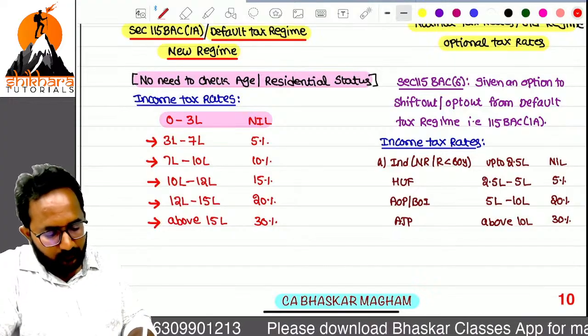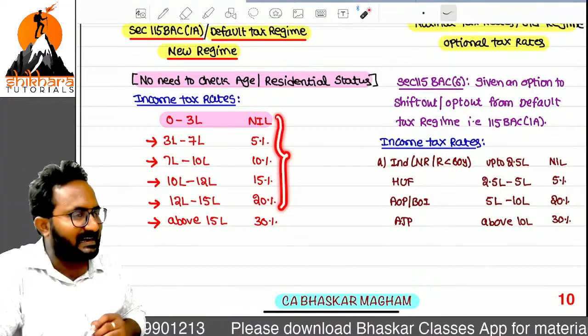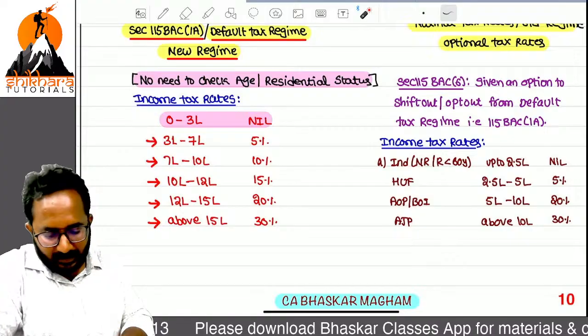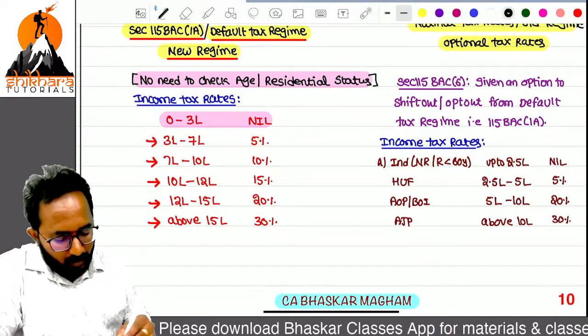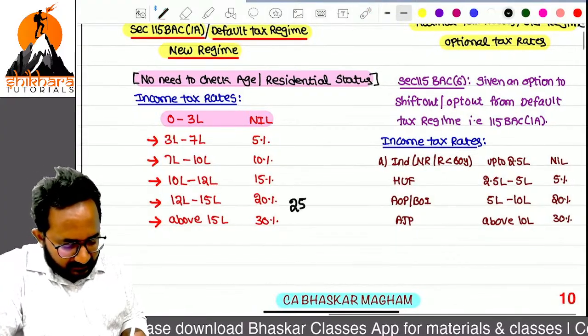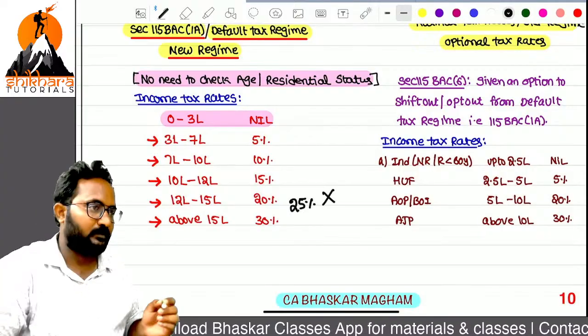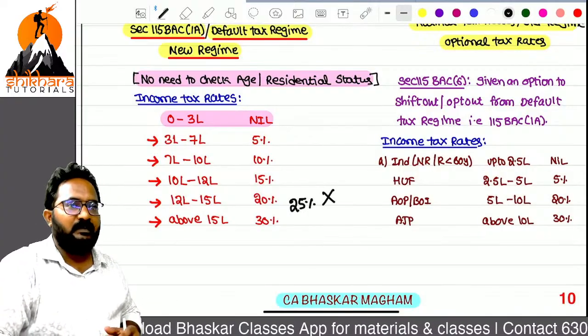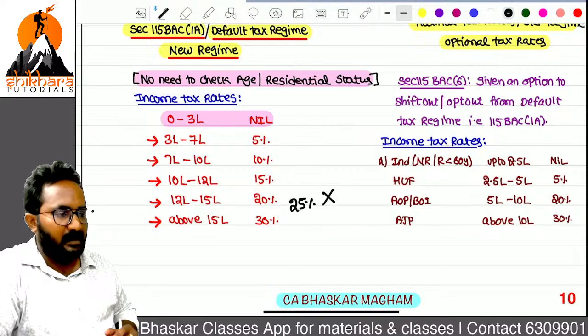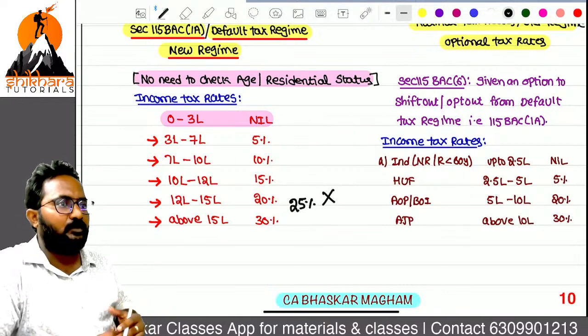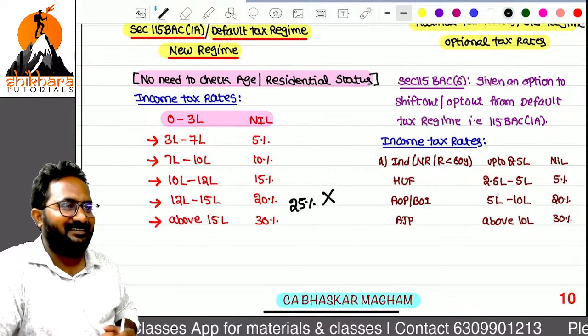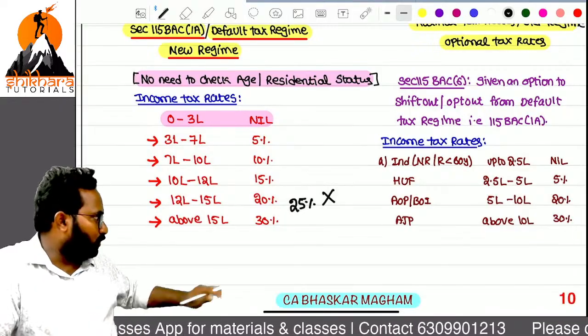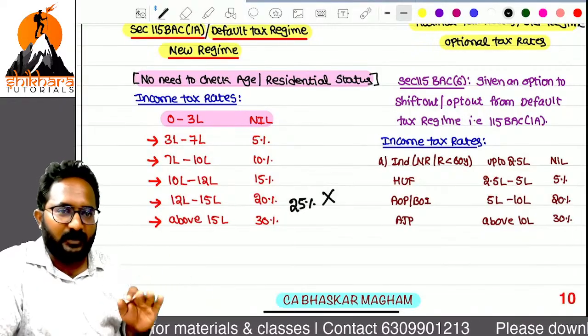Sir, every slab, how much is the rate increased? 5%. But remember, there is no 25% slab here. Easily, we can write in an examination 5 or 10 or 15 or 20, 25. Definitely we can write. How to remember? There is no 25% slab.